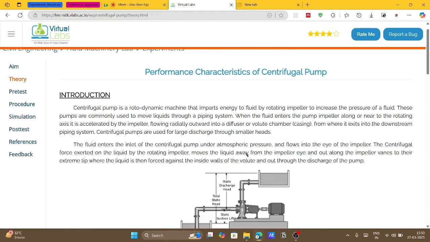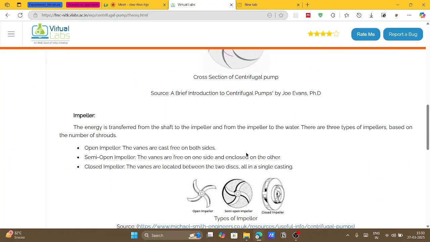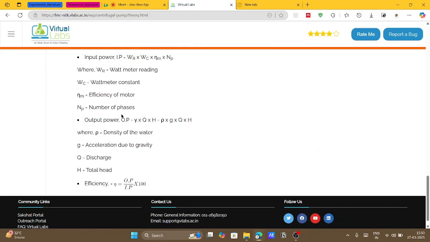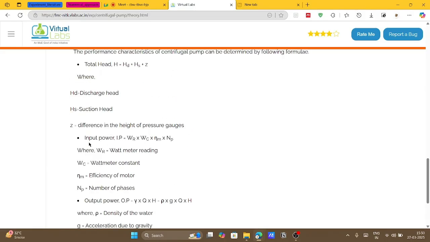Sorry. So as I was saying, the theoretical part is given here, the types of the impellers. These are the equations for output power. They are referring to it as output power, but it's the hydraulic power required for the pump to generate a given head at a given flow rate, right?